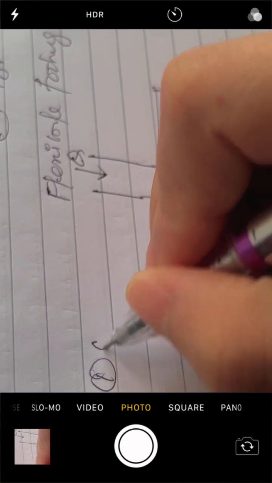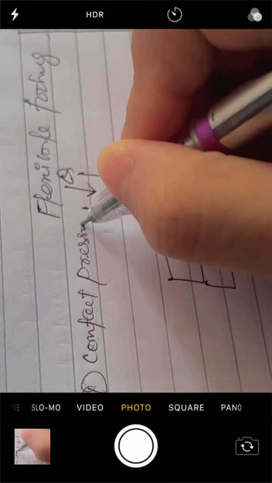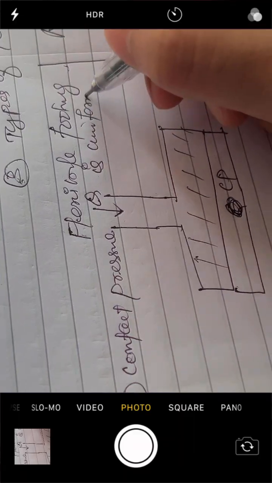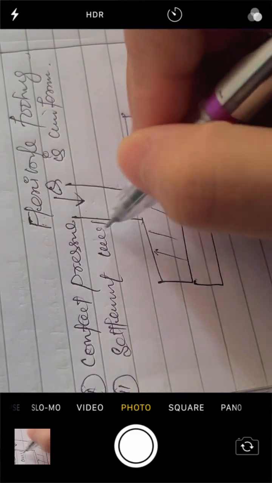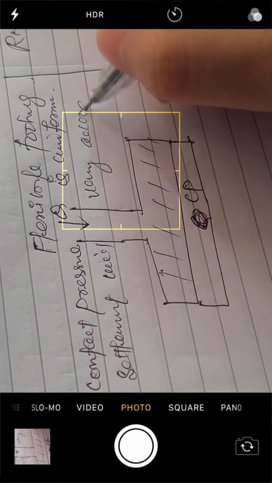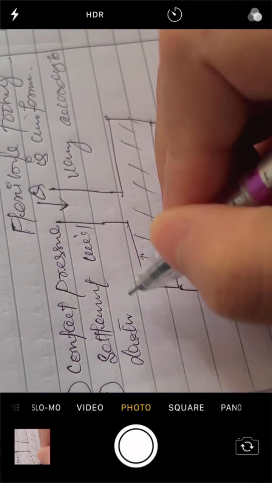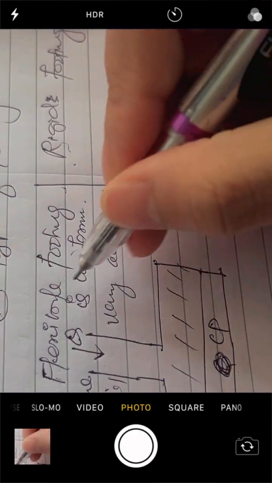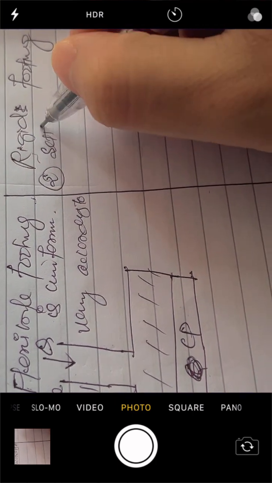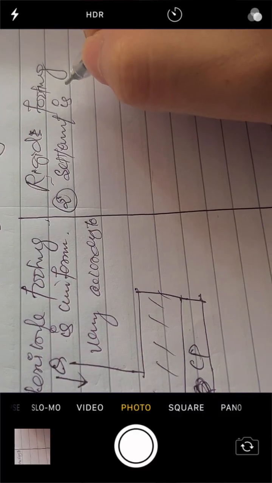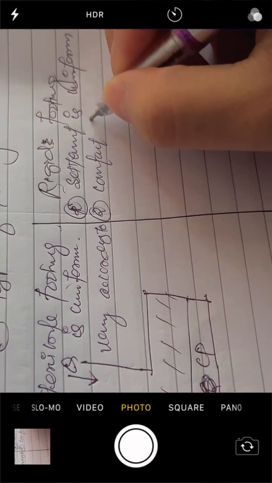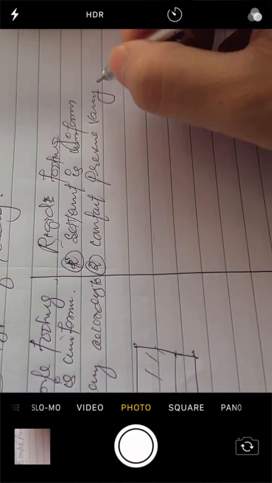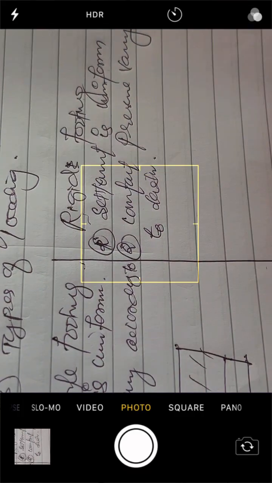First, for the flexible footing, contact pressure is uniform, and the second is settlement will vary according to length. And for the rigid footing, it's vice versa of the flexible footing. First, settlement is uniform, and contact pressure varies according to length. This is the diagram.